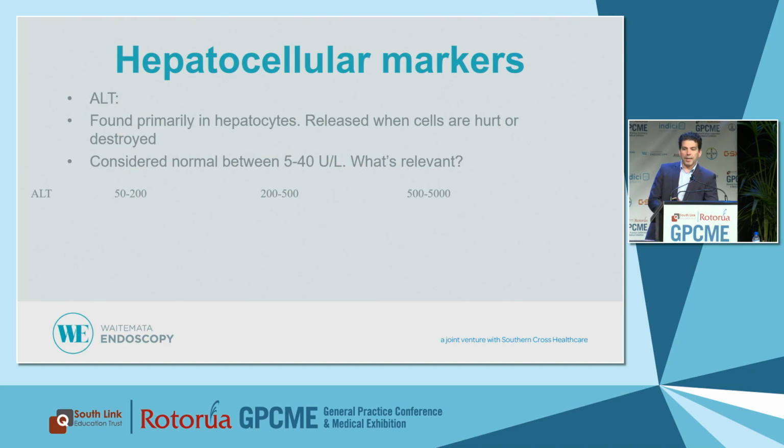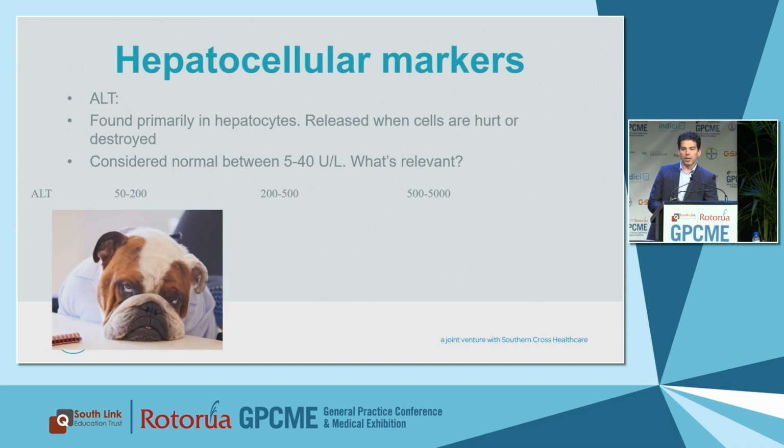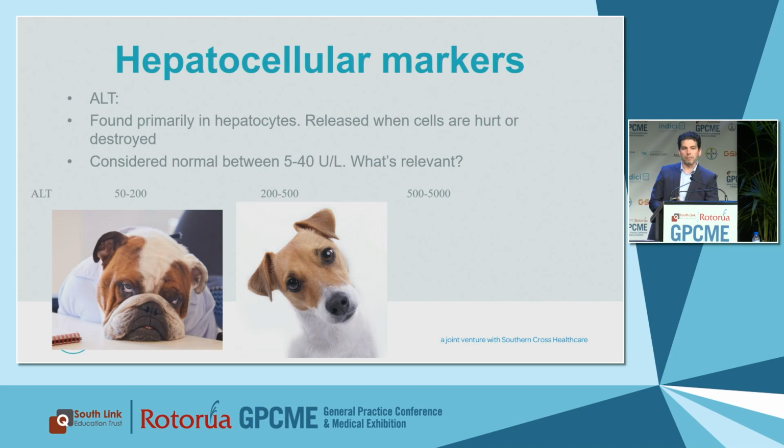So again, ALT is mainly in hepatocytes, released when cells are hurt or destroyed, and normally sits between 5 and 40 or 50. Then the question is what's relevant. If you call me saying somebody's ALT is 100, I say, yeah, that's all right, we'll maybe do something different. If you say the ALT is about 300–400, I say that's quite interesting, because if it continues, anything around 100 you can think is a bit of fatty liver disease, and maybe in a few years' time something can happen.